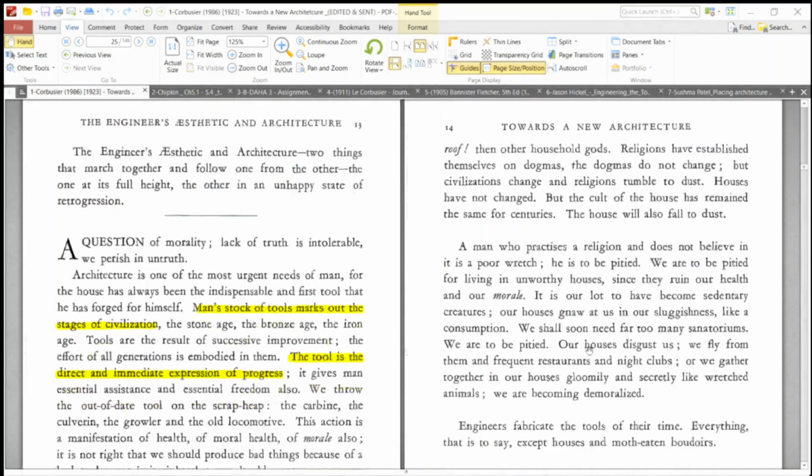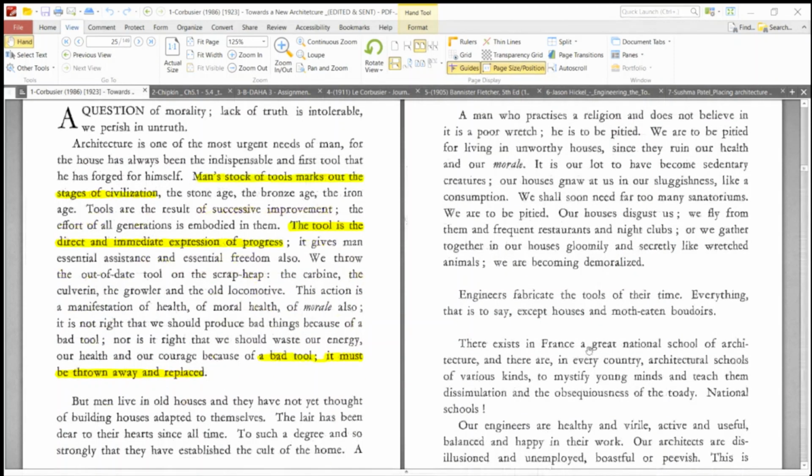Let's read on. He says, man's stock of tools marks out the stages of civilization. The tool is the direct and immediate expression of progress. A bad tool, it must be thrown away and replaced, right? So he's saying that technology marks the stages of civilization, right? It's a very particular view of civilization. Now, that need not be your view of civilization. Civilizations could be defined by many things, right?